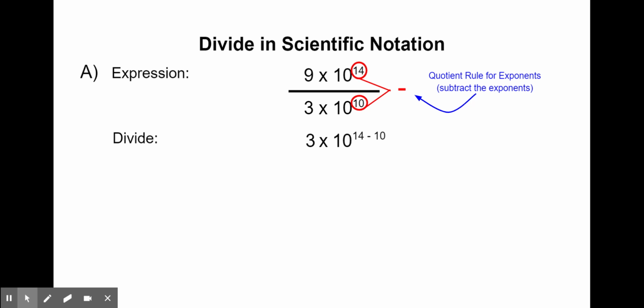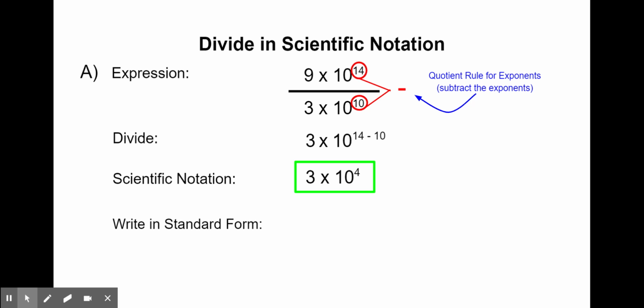From here, I've already divided my expression, and all I have to do is simplify, so I can write this in scientific notation form, and I get 3 times 10 to the 4th power. That's it. Nice and simple there, but sometimes the question asks us to rewrite our answer in standard form, which we already know how to do, so we take that extra step, write this in standard form by moving the decimal to the right 4 times, and we get 30,000 as our answer. And that's it. That's how we can divide in scientific notation.